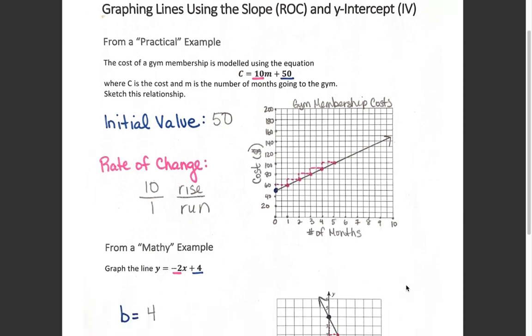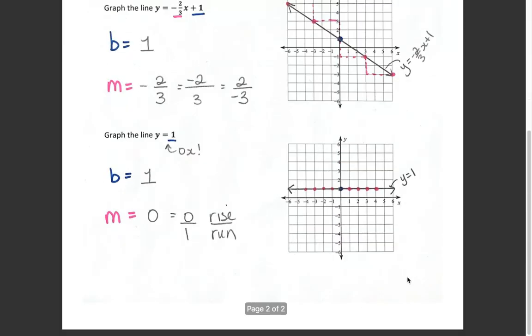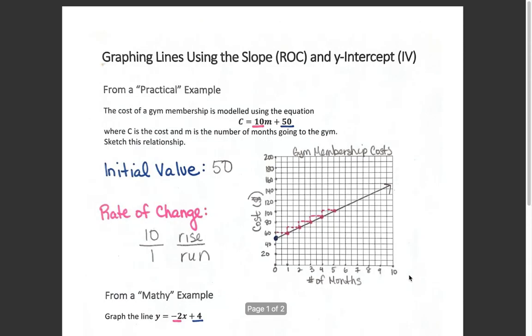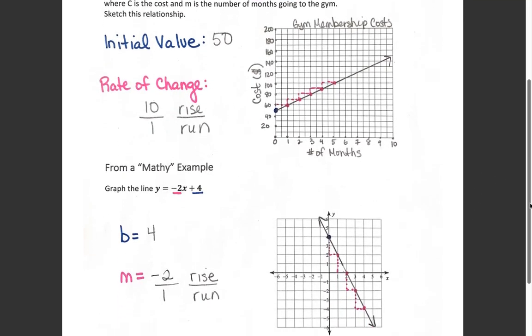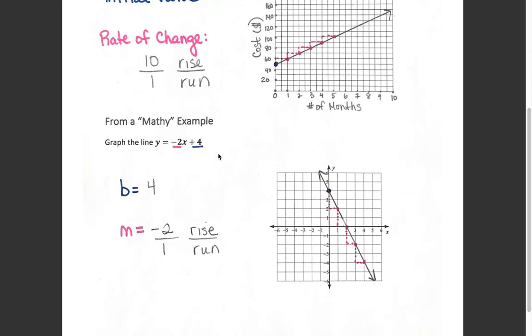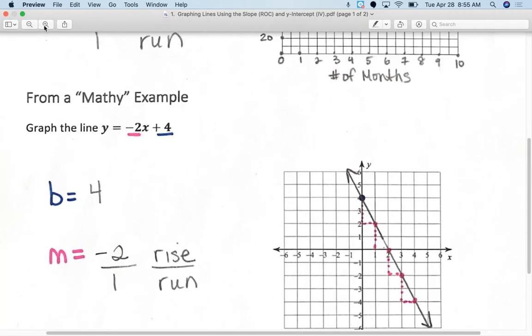The same idea we can use when we're doing our more mathy examples, like the second one that we did, which was graphing the line y equals negative 2x plus 4. I'm just going to zoom in on this a little bit.